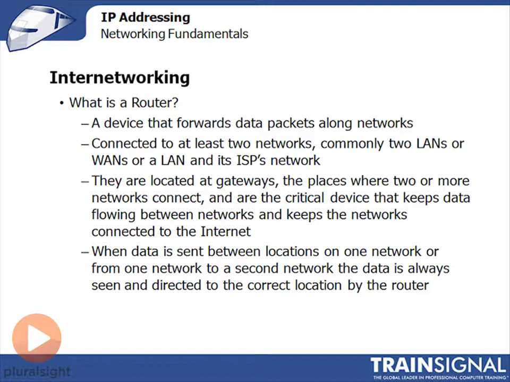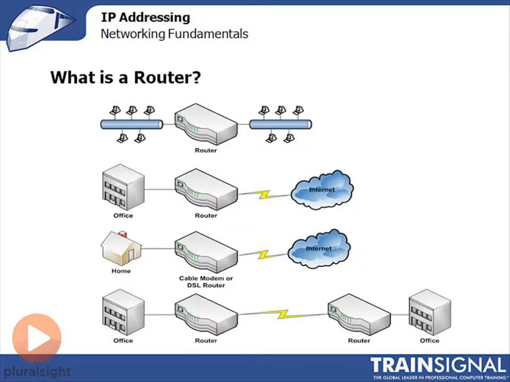When data is sent between two locations on a network, or from one network to a second network, the data is always seen and directed to the correct location by the router. Some examples might be, right up at the top here, we just have two simple networks, but they have different logical network IDs. You need the router to connect them.